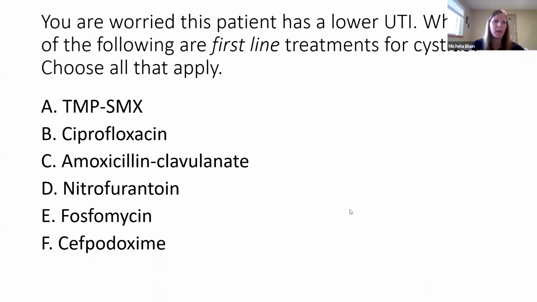Okay, great. All right, I'm going to stop it there. Hopefully you can see the results here. We've got answers all across the board, which is great, with the most common answer being nitrofurantoin. So we are going to go through the first line treatments here.